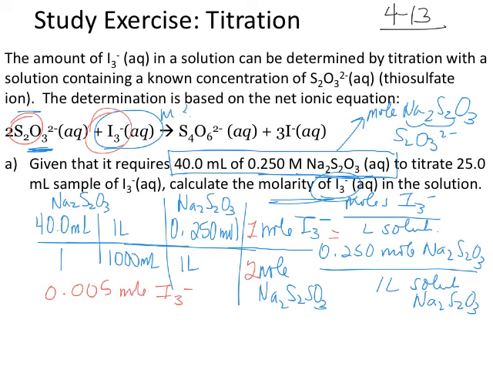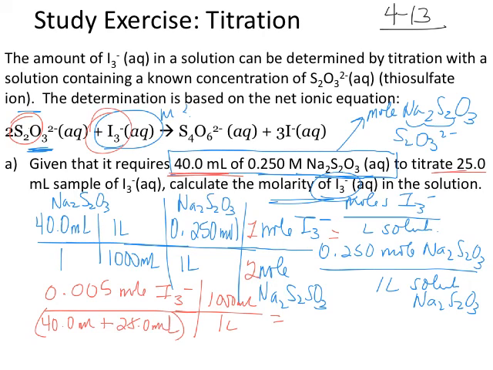But the question wants molarity, so how much do we have? So it requires 40 mils of this solution to titrate 25 mils. So this needs to be over our total volume. Okay, so our total volume is going to be 40.0 milliliters plus 25.0 milliliters, and then we got to convert that, so 1,000 milliliters into 1 liter.